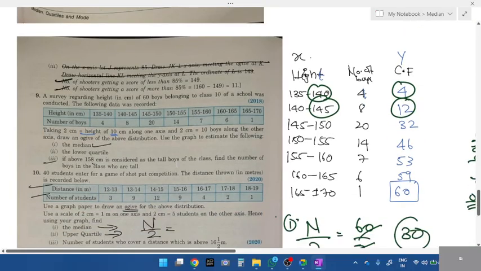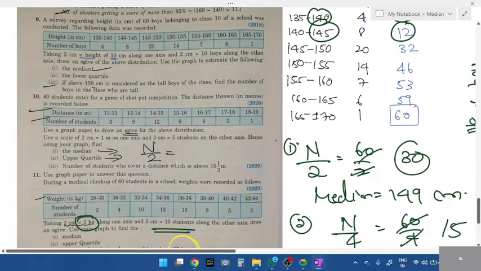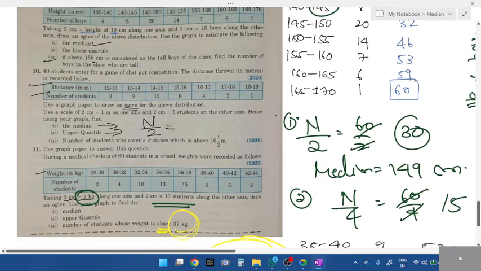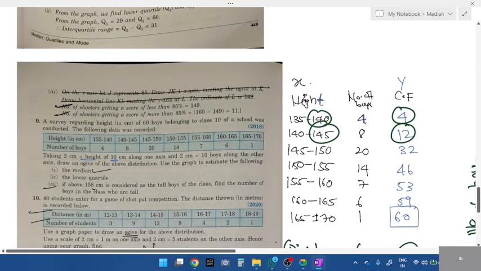In 2018, they have given 20. They have given two questions. 23, 24. It is different. The next exercise, mode question. They have given mode.